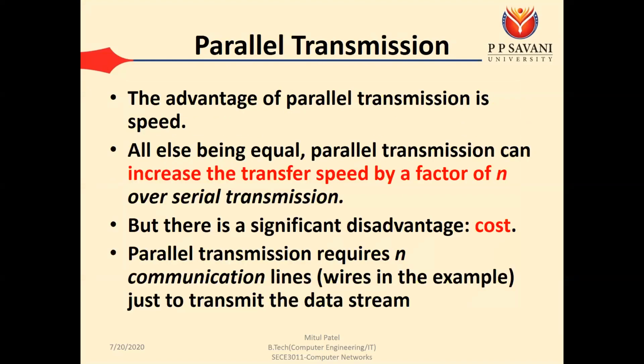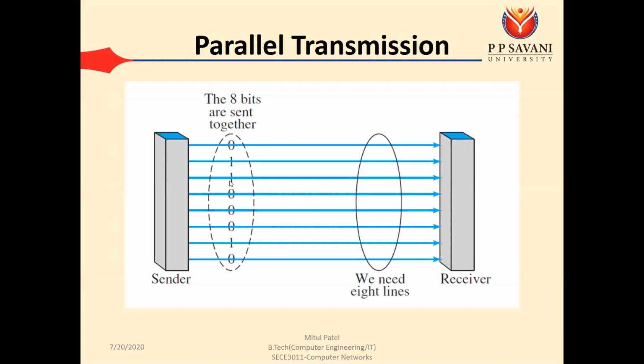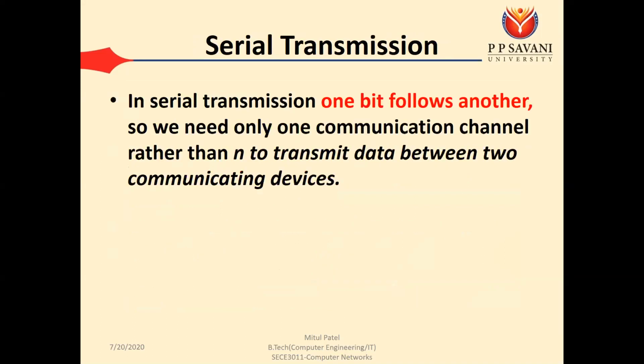The disadvantage of this parallel transmission is the cost of the communication lines, the cost of installation. If we are sending 8 bits at a time, we need to install n different wires. So the cost will be higher in case of the parallel transmission, but the advantage is a higher data rate. In case of the serial we are sending only one bit at a time, but in case of the parallel, we can send 8 bits at a time.